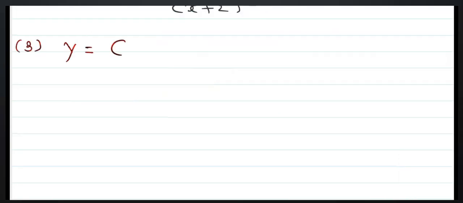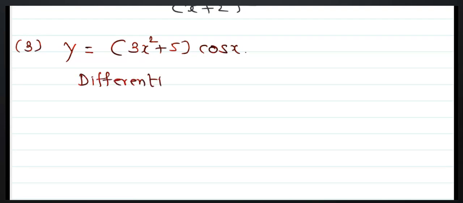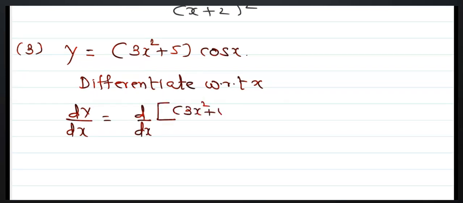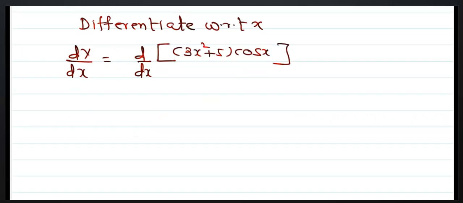The next activity: y is equal to (3x square plus 5) into cos of x. Differentiate with respect to x. dy by dx is equal to d/dx of the bracket (3x square plus 5) into cos x.